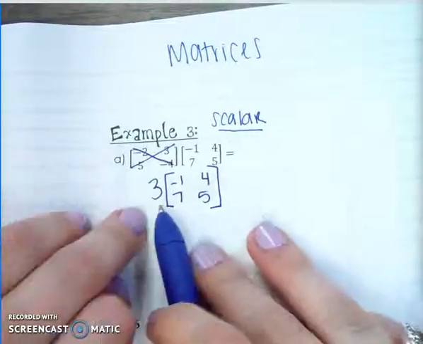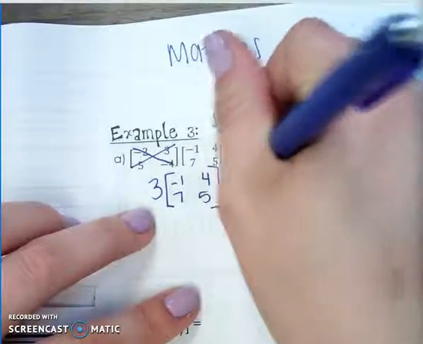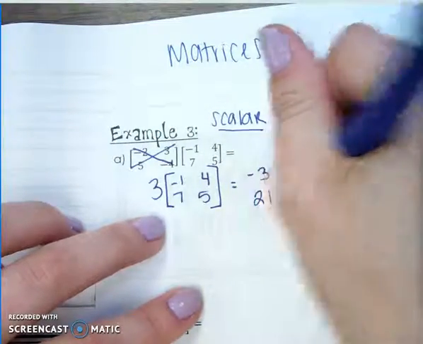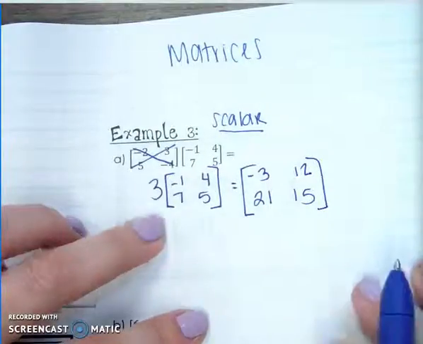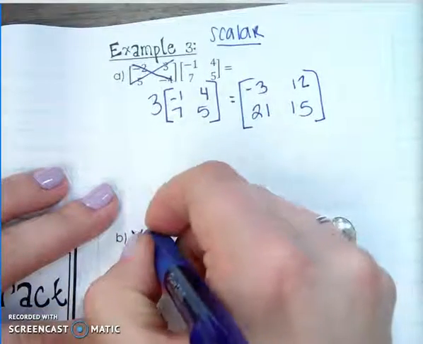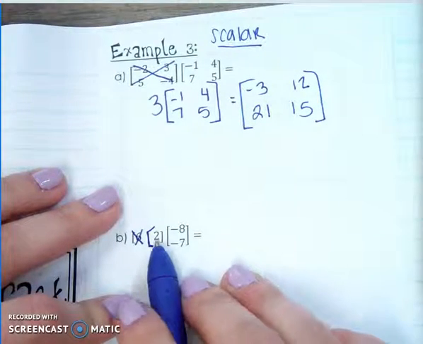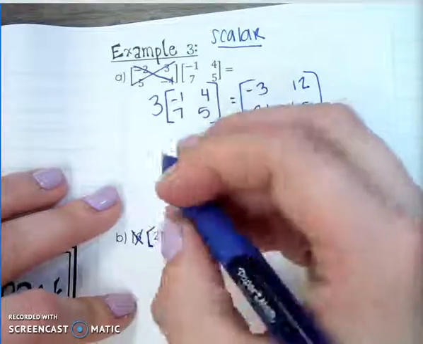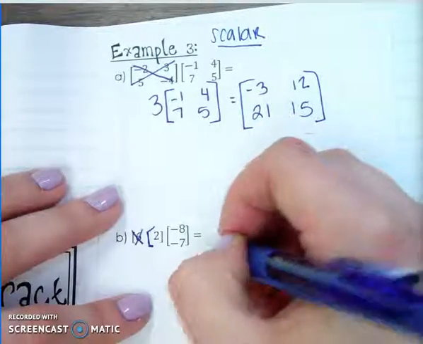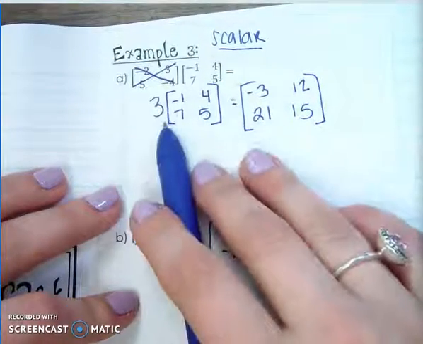Here all we're doing is multiplying 3 times every element. So it equals -3, 21, 12, and 15. And then let's just cross off this 6. And multiply this 2, which most of the time won't be in brackets there. So the 2 times that -8 is -16. And the 2 times -7 is -14. It's called scalar multiplication. That scale is 2. That scale is by 3. Okay?